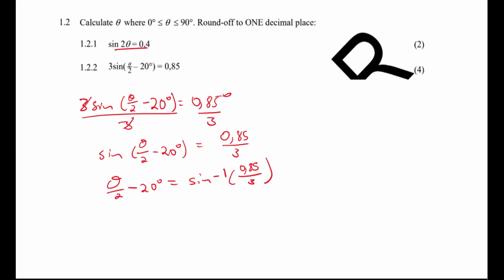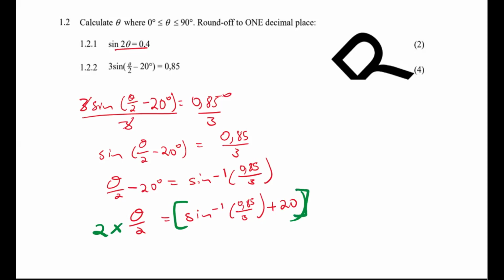Good. Then you solve for theta here. I think you're going to transpose the 20. Yes, not that I think, I know. 0.85 over 3 plus 20 degrees. Then to take out the 2, I can simply multiply everything by 2. So this 2 takes out the 2, and then I'm going to get my answer. Put that in the calculator, and it's going to give me the answer for theta.